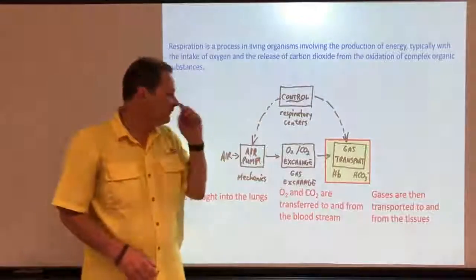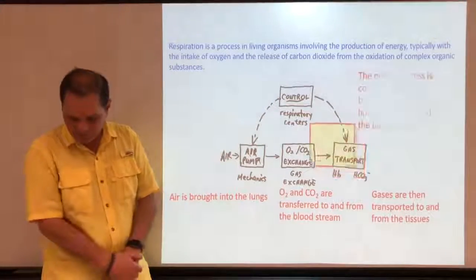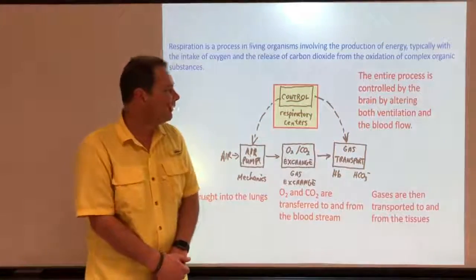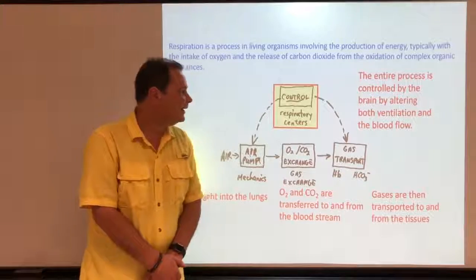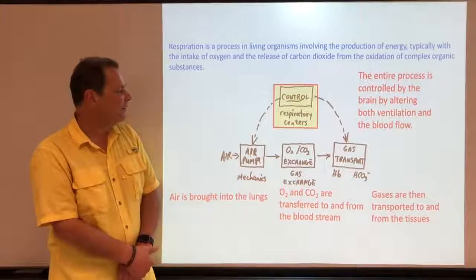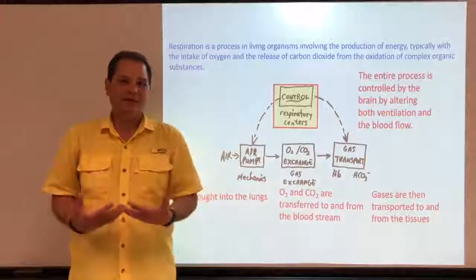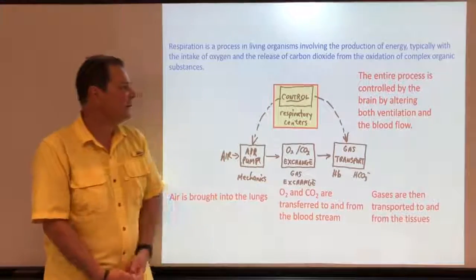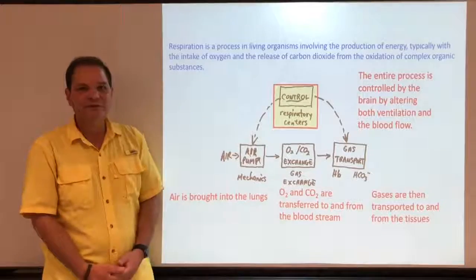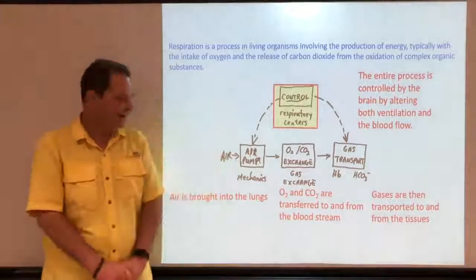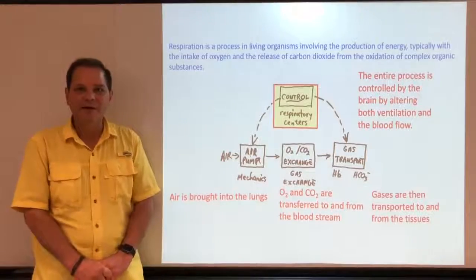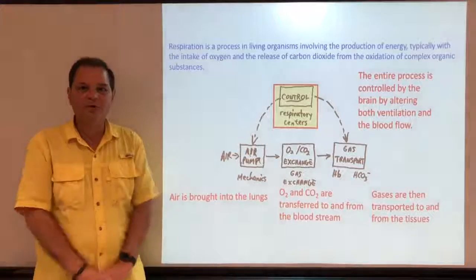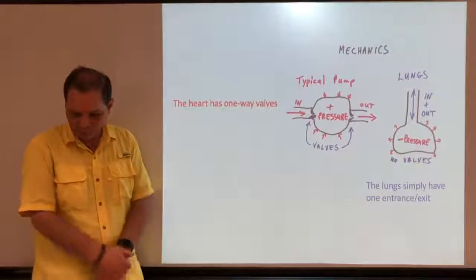The control of this process is in the respiratory centers of the brain. It does alter both ventilation, that is the rate at which you bring gas into the lungs, and the blood flow through the lungs. Okay, and you know something about how it alters the blood flow already through the cardiovascular part of the vital fluids course.